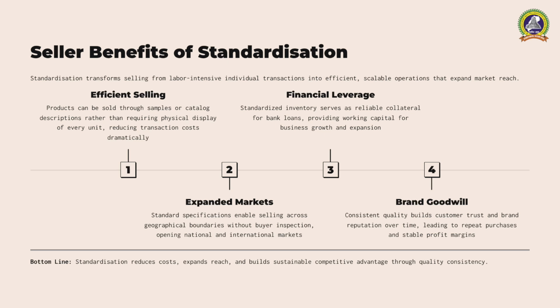Third, loan facility. Banks are more willing to accept standardized goods as security to provide loans because these goods have a ready market and their price fluctuation is generally predictable. Fourth, increase in goodwill. Sellers of standardized goods earn higher goodwill because the quality and quantity are guaranteed. They establish a reputation for reliability and can often earn more profit.